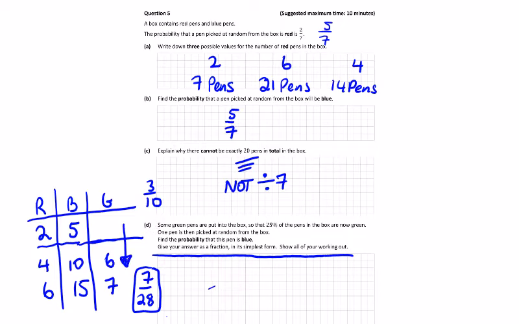There are mathematical ways to do this, but I think logically you can get to the answer quicker. So if there's 21 pens and we add 7 green, we get 28, and 25% of them are then green. So the odds of blue would be 15 out of the 28 that are now in the box. And is that in its simplest form? That is in its simplest form.